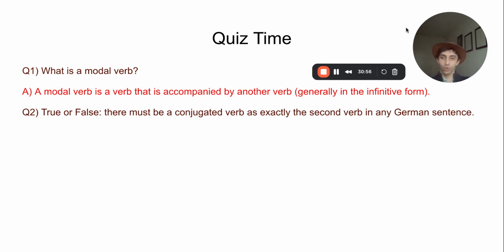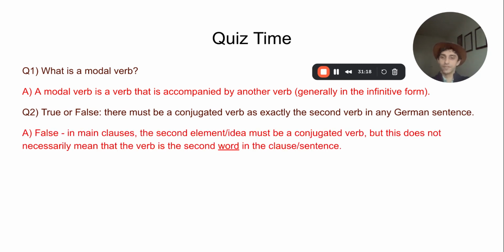Question 2 then, this is true or false. There must be a conjugated verb as exactly the second verb in any German sentence. So does there have to be a conjugated verb as the second verb in any German sentence? Let me show you the answer for this. This is false. A conjugated verb certainly doesn't necessarily need to be the second verb in any German sentence. Many sentences would only contain one verb. So that statement is certainly false.